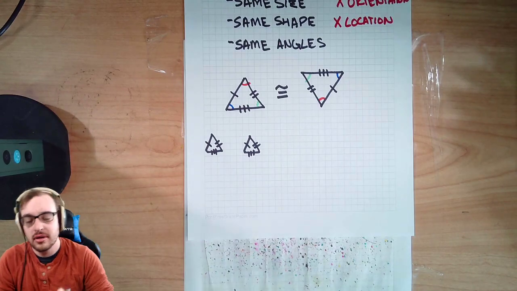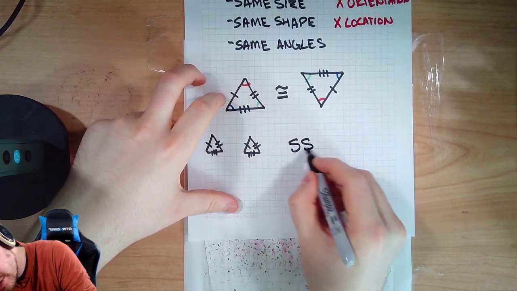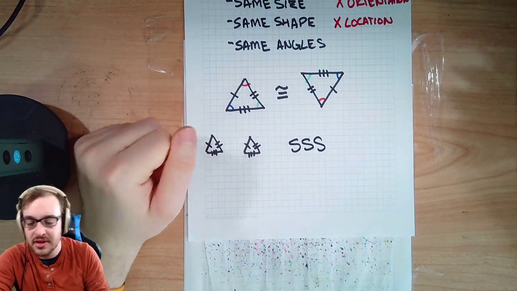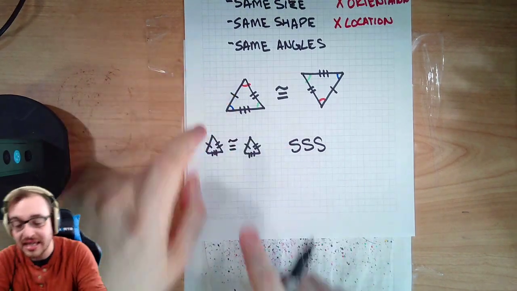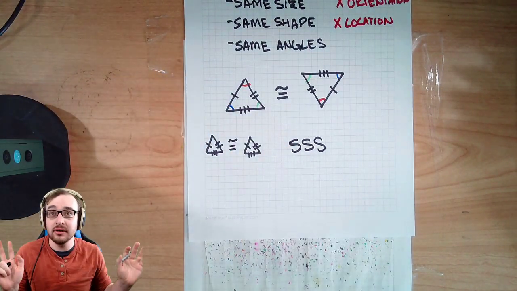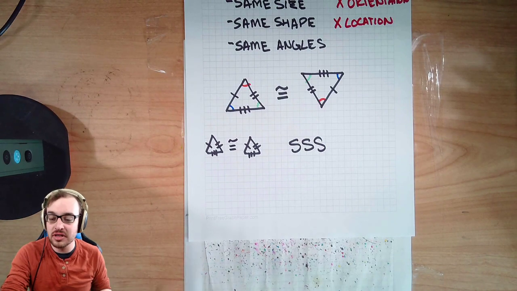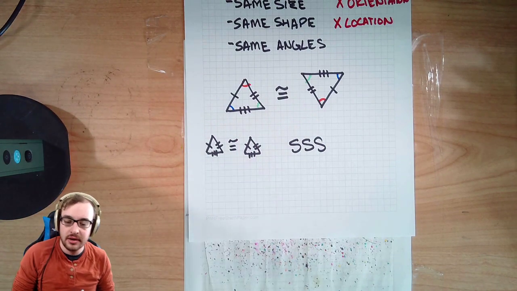If I know that I have three sides, side, side, side, then I know automatically that even the angles will be congruent. I don't know anything about the angles, right? I don't know what they are, but I know that they'll be the same. They'll match up between the two. So this is kind of a shortcut.